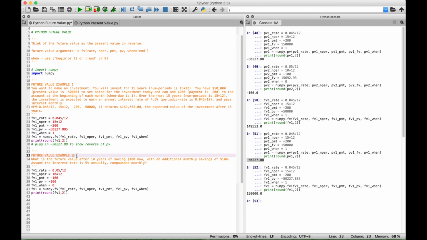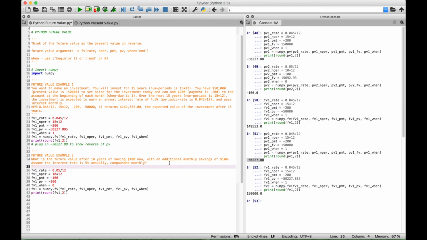So now let's go over our future value example number 2. What is the future value after 10 years of saving $100 now with an additional monthly savings of $100? Assume the interest rate is 5% annual, compounded on a monthly basis. Okay, so for the interest rate, we put in our 5%, but since it compounds on a monthly basis, we need to divide that by 12, which is the number of months in the year. The number of periods, we have 10 years to invest. But again, since it compounds on a monthly basis, we need to multiply that by the number of months in the year, which is 12, and that will give us our total number of periods.